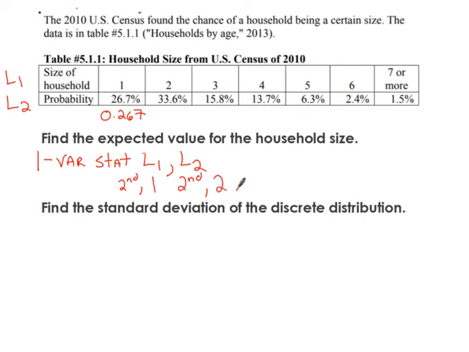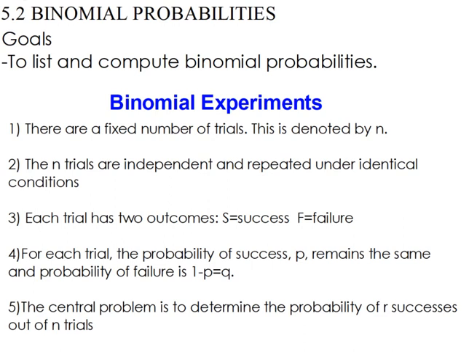If you hit enter, X bar should show up, and I think it's roughly 2.53 or 2.5. And the standard deviation is also going to show up for that distribution. It was 1.42. Okay, so just another way to save you some time. You can do that with your calculator rather than doing it by hand.